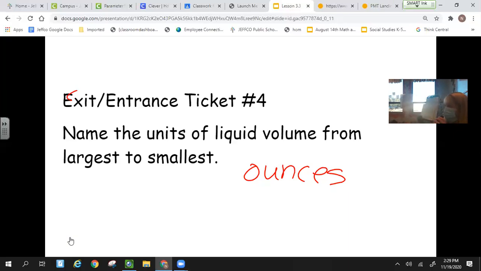Largest unit to the smallest unit. Then you're not going to get a three, right? Unless you do largest to smallest. If you want to get a four, you need to include all of them, even the ones we might not see. Once you have that done, from largest to smallest, turn it into the classwork basket. If you are remote, make sure you click the turn in button.